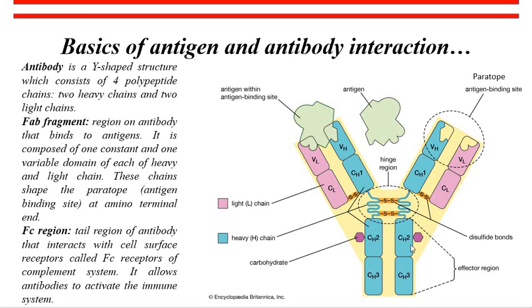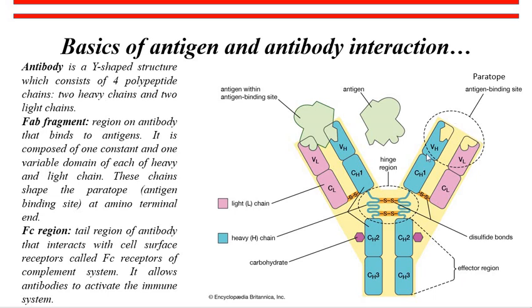This region is also very important for proper functioning of the antibody, as it enables the antibody to bind with the Fc receptors located on the surface of the complement system cells and the other immune system cells. And after binding through Fc region with the Fc receptor, the antibodies are enabled to activate the immune system. So this part is also known as effector region.